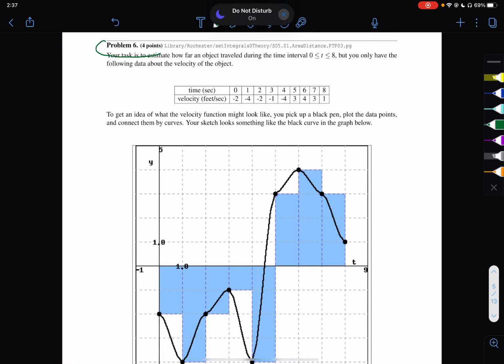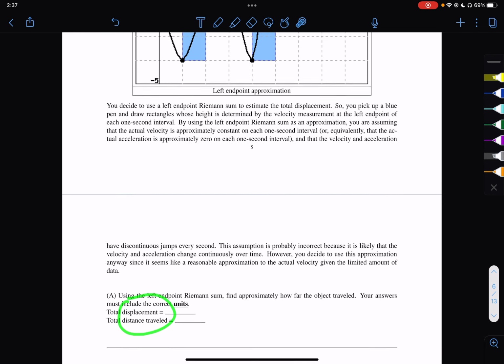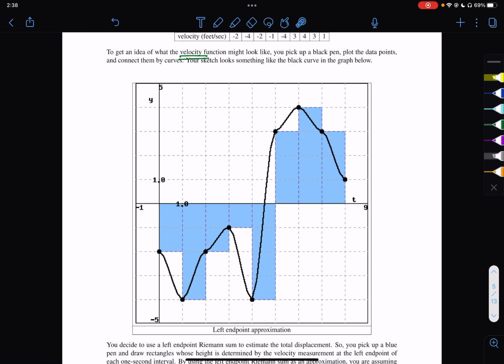We're going to talk about problem number 6 here. I know the idea is slightly confusing. First of all, you were given the velocity function. You are looking for the idea of displacement or distance traveled. So displacement essentially takes derivative, gives you velocity.